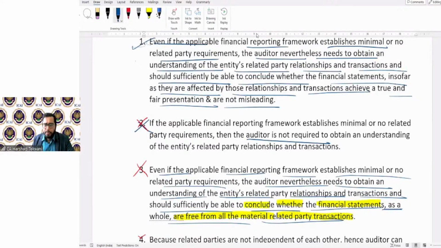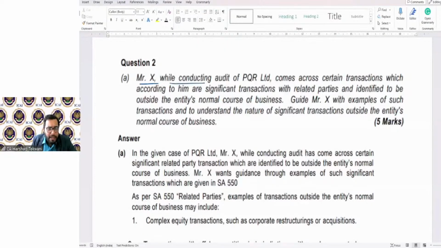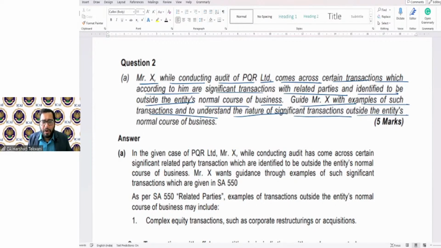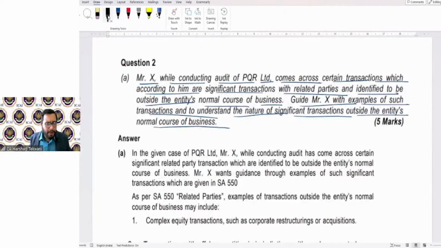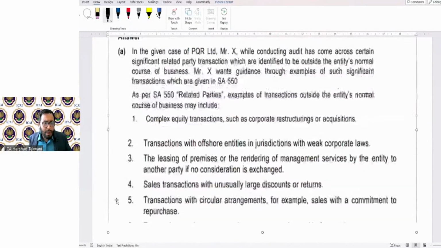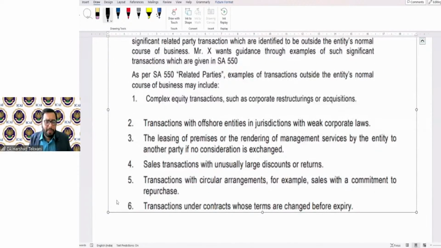Let's take one more question. Mr. X, while conducting audit of PQR Limited, comes across certain transactions which, according to him, are significant transactions with related parties, and identified to be outside the entity's normal course of business. Guide Mr. X with examples of such transactions to understand the nature of significant transactions outside the entity's normal course of business. So you need to provide some examples. Pretty simple.